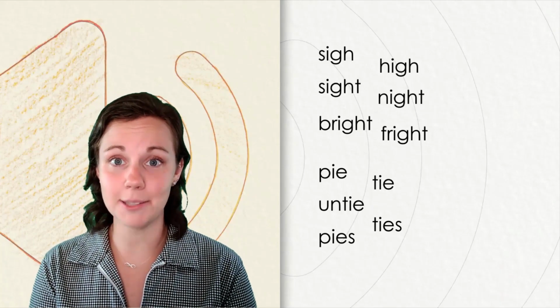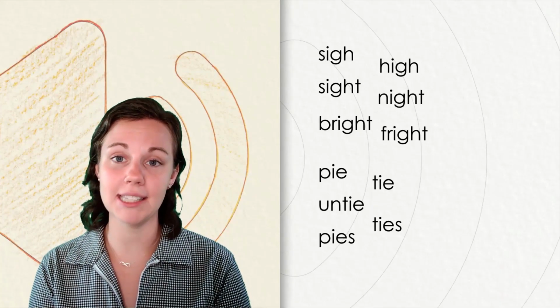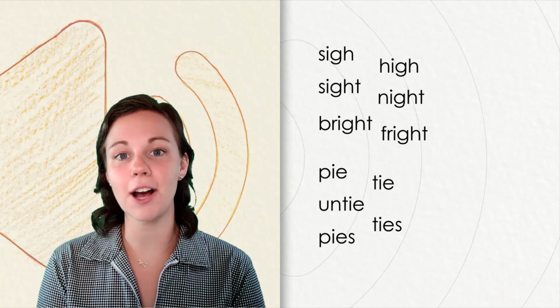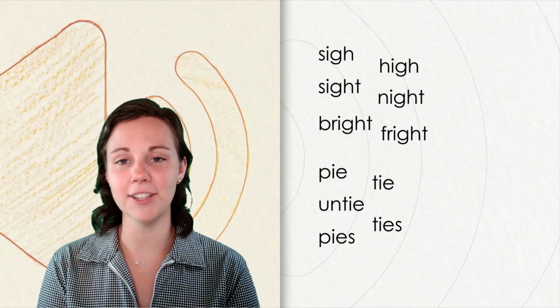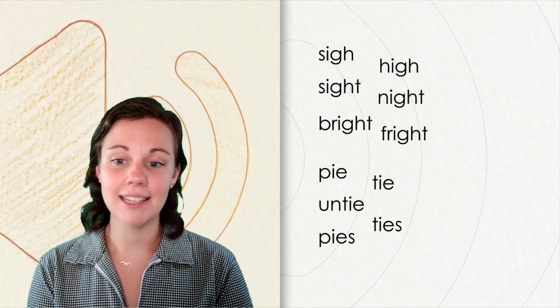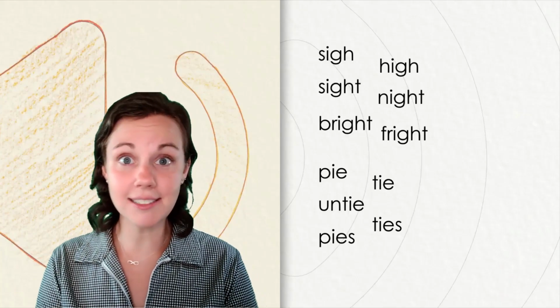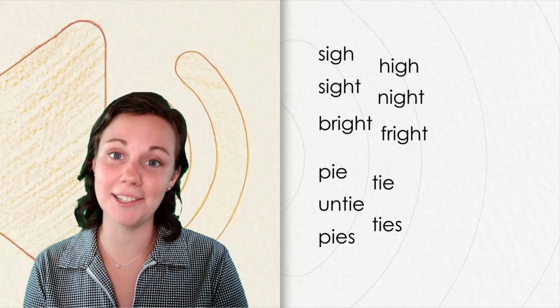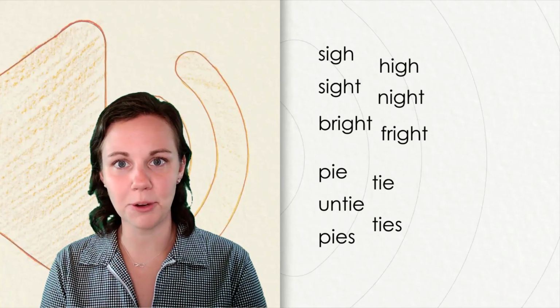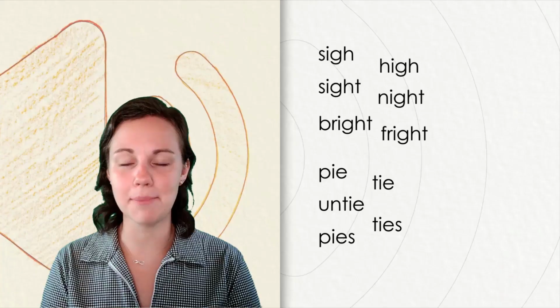And the second spelling pattern you probably noticed is I-E. Those 2 letters also work together to make the long I sound. You saw it in pie, tie, and untie down towards the end of our list. Great job taking a look at these words and finding our new spelling patterns.